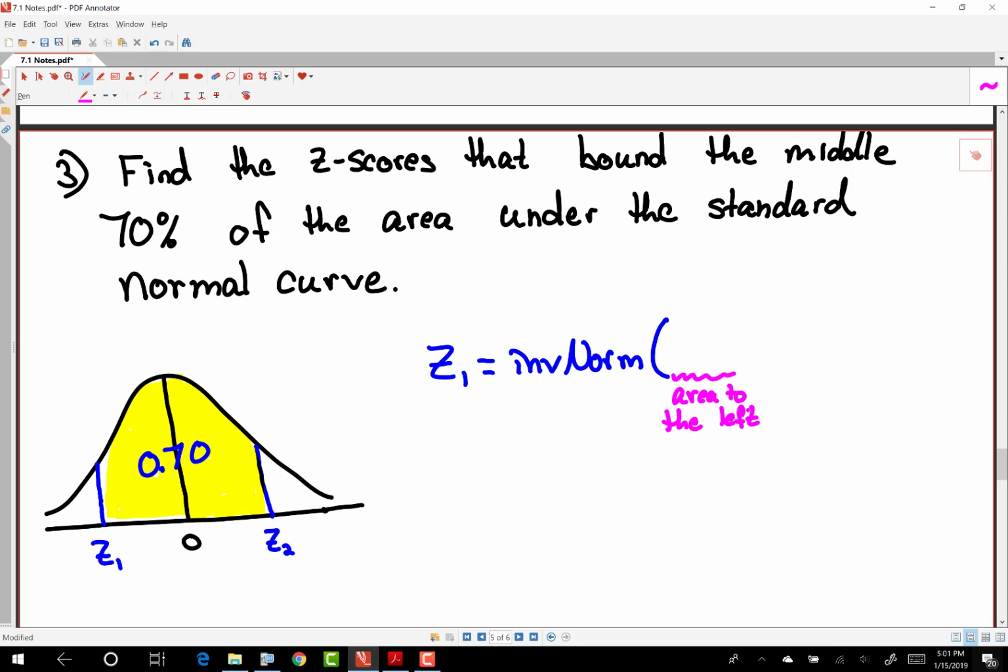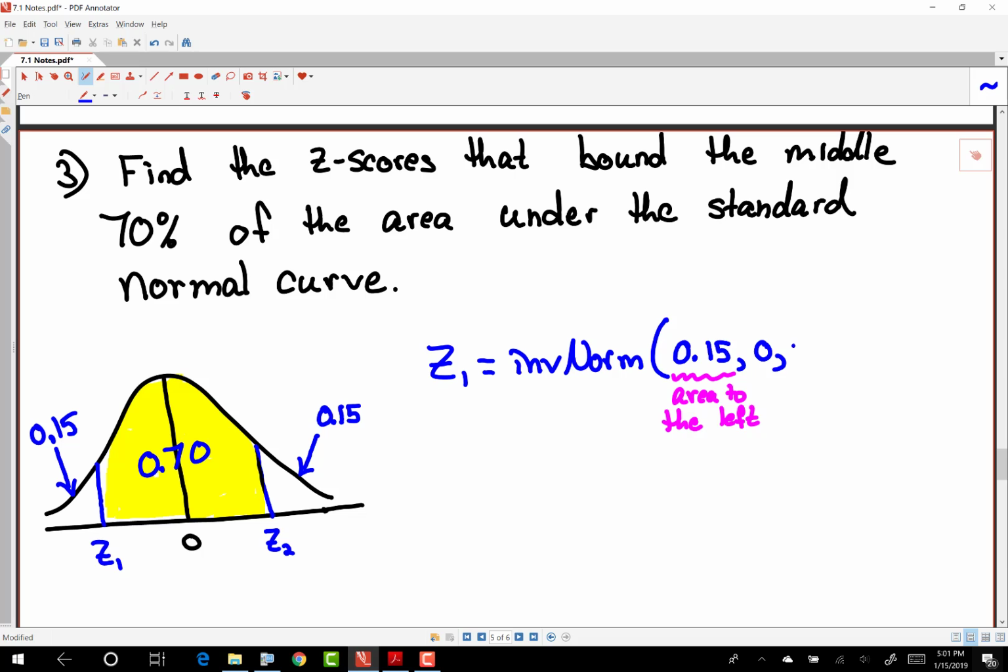Well, look over here at our picture. If we have 70% in the middle, that leaves 30% that's not accounted for, that's not being shaded. Because of the symmetry, it's going to be split evenly. So 15% will be here, or 0.15, and 15% will be here, 0.15. So the area to the left of Z1 is 0.15.